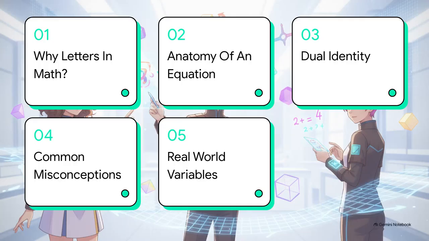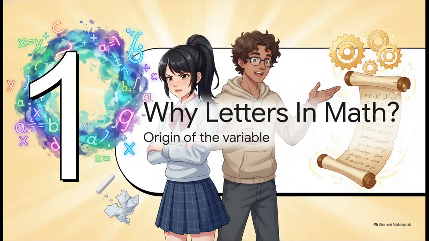Here's our roadmap for today. We'll hit 1. Why letters in math. 2. Anatomy of an equation. 3. The variable's dual identity. 4. Common algebra misconceptions. And finally, 5. Variables in the real world. Let's get into it. Starting off with Section 1.